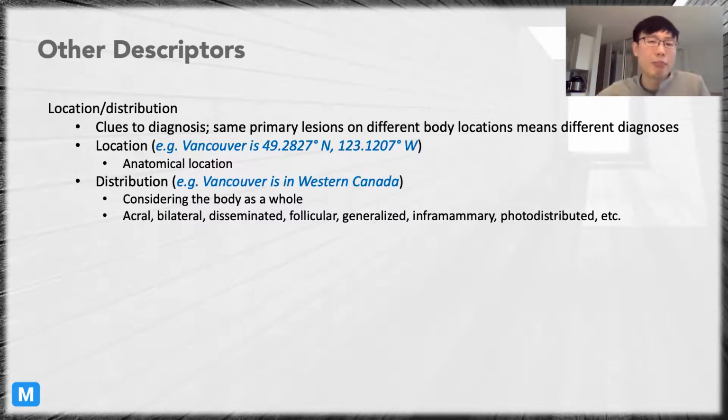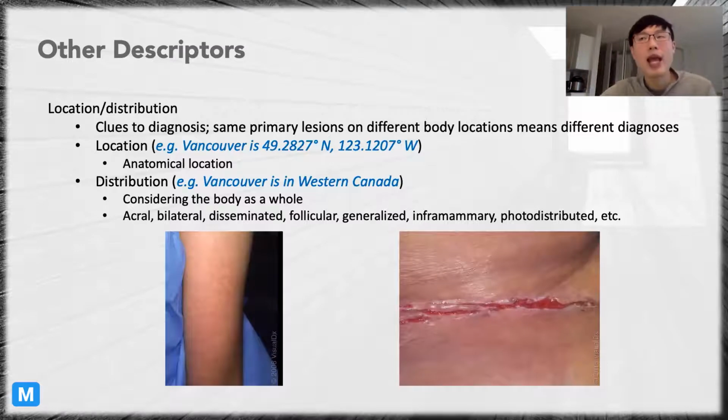Inframammary basically means under the breast, and photodistributed means areas that are exposed to the sun, like the face, the hands and the dorsal aspect of the hands, or the upper back and neck. To give you some examples, the first one: pay attention to location. The location is the posterior arm. This is the location for the first rash. Basically, multiple skin-colored papules, slightly erythematous.